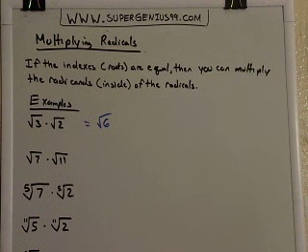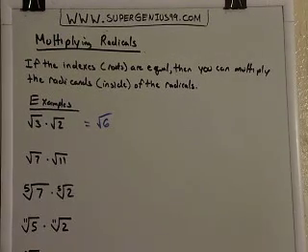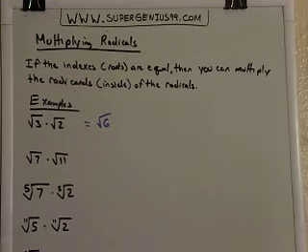Let's look at the second one. The square root of 7 times the square root of 11. So just ask yourself, are those two indexes equal? Yes, both of the indexes, or both of the roots, are 2. So the square root of 7 times the square root of 11 is equal to the square root of 77.